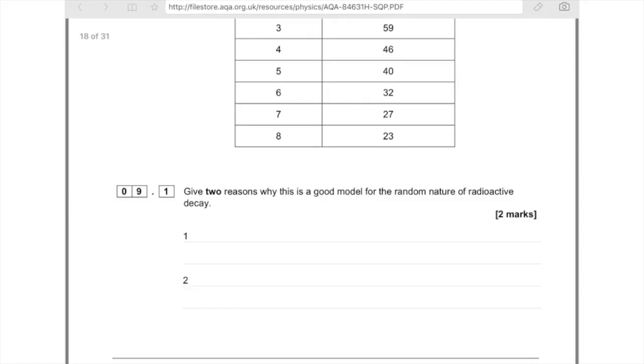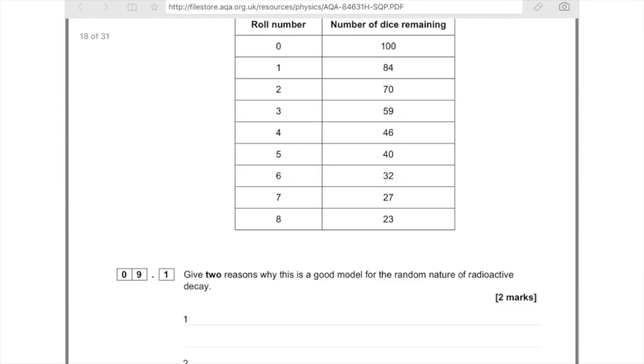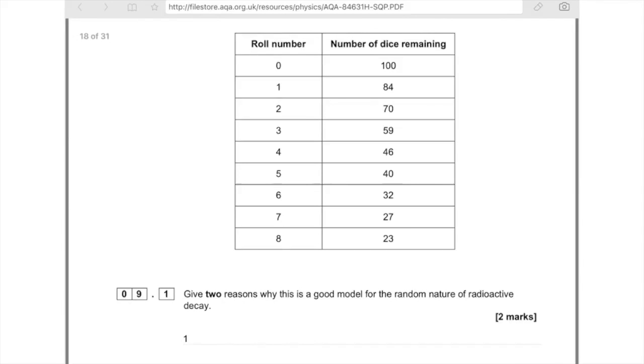Give 2 reasons why this is a good model for the random nature of radioactive decay. The reason being because radioactive decay is really random, and so you never know which atom will decay and when it will decay. So the reason why the dice is good is because you can't predict which dice will decay, and you can't predict when the dice will decay.